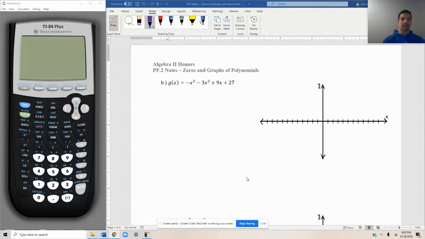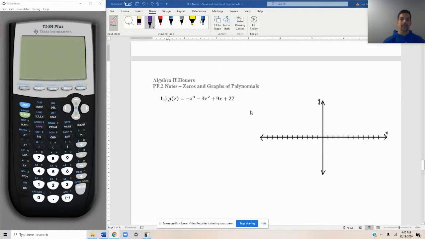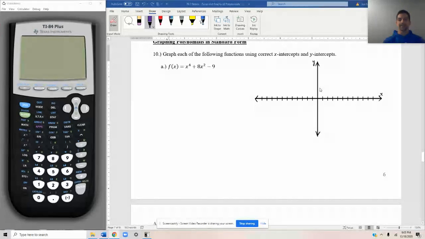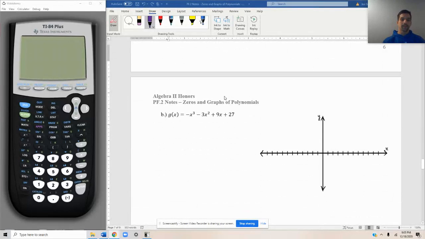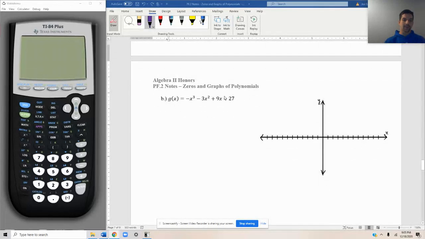So where we left off in the last notes video, part 3, we had graphed problem 10a, a quartic polynomial. It's blank here on the screen, but we did graph that one. If you have not gotten to that point, make sure you watch part 3 and then come and finish up here. So we're going to continue on part B. The instructions here were to sketch a graph of the polynomial, including the correct x- and y-intercepts.